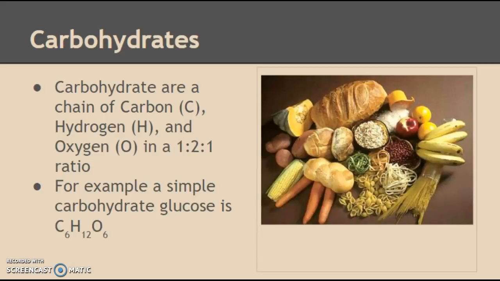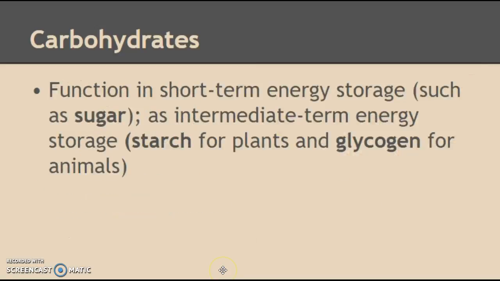The next type is our carbohydrates. Carbohydrates are a chain of carbon, hydrogen, and oxygen. They're in a 1 to 2 to 1 ratio. So for every carbon, you have 2 hydrogens and 1 oxygen. The simple carbohydrate that we talk about a lot of the time is glucose, and that is C6H12O6. If we reduce this, we have a 1 to 2 to 1 ratio. The function of carbohydrates is short-term energy, such as sugar, and intermediate-term storage, such as starch, and glycogen for animals.